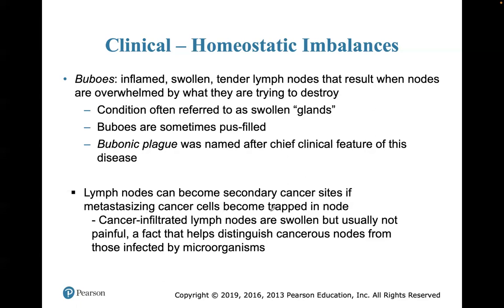Lymph nodes also can become secondary cancer sites if metastasizing cancer cells become trapped in the node. This is pretty dangerous because if they are inside the lymph node, they can easily circulate in the body. But the only difference between a normal, bacteria or pathogen infected lymph node and a cancer infected lymph node is that a cancer infected lymph node does not give pain compared to microorganism infected lymph nodes.